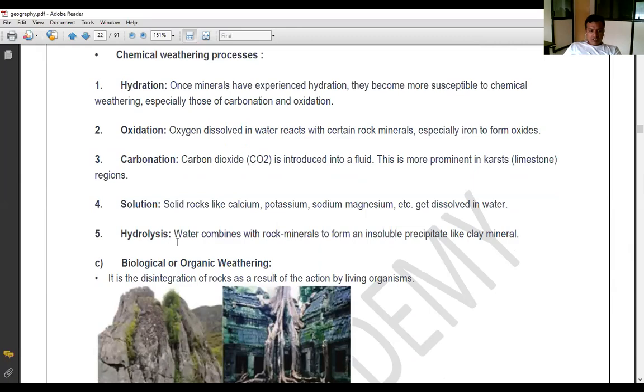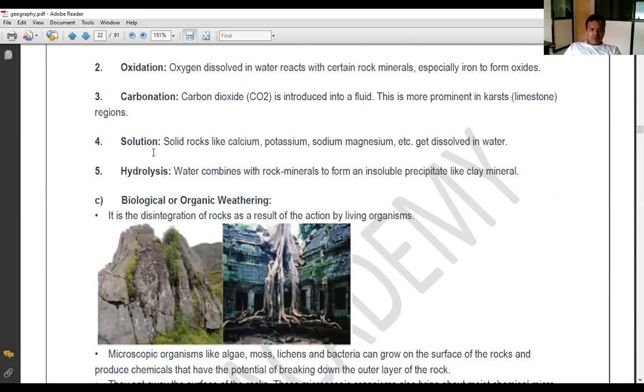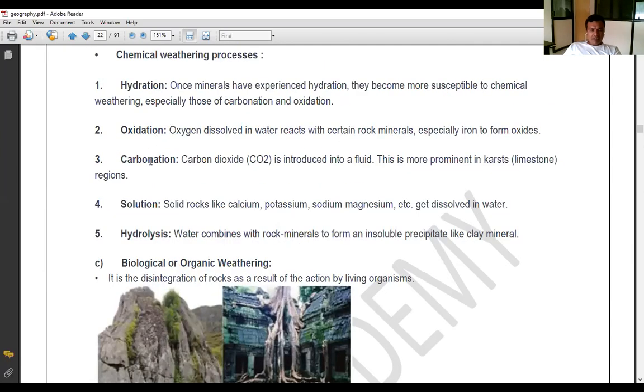Then hydrolysis: water combines with rock minerals to form insoluble precipitates like clay minerals. That is the way through which the various processes of chemical weathering take place. You don't need to remember all these things, but you just need to understand the concept, right?